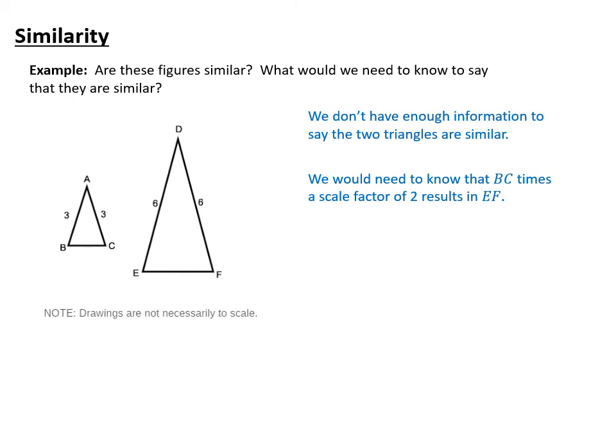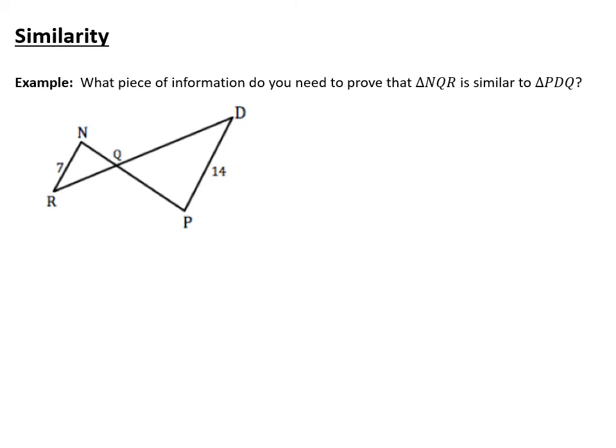Or we would need to know the angle A and D are equivalent. So there's a couple different things we would need to know. But if we know one or the other, then we know if they're similar or not. What piece of information do we need to prove that triangle NQR is similar to triangle PDQ?